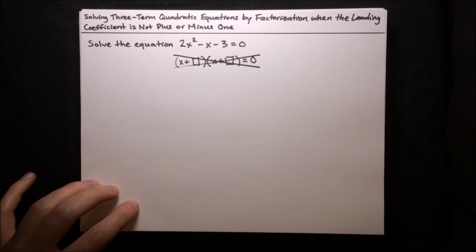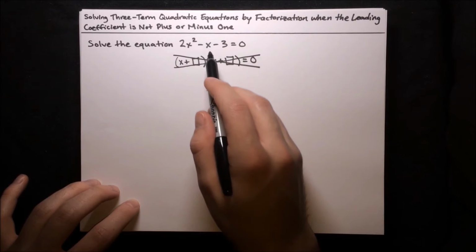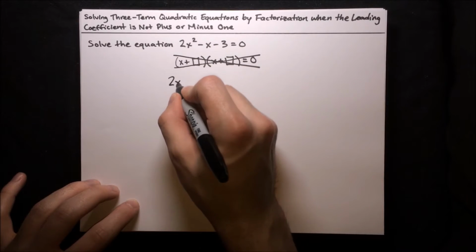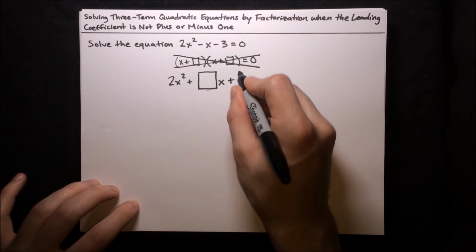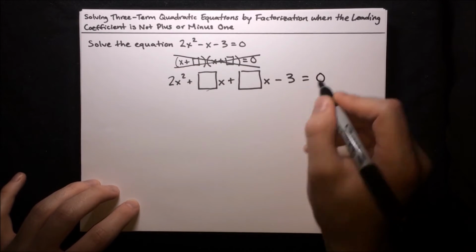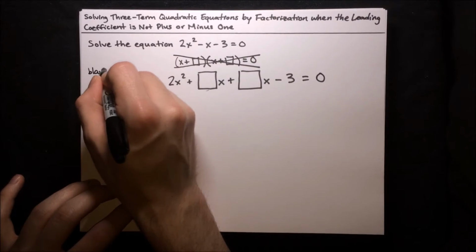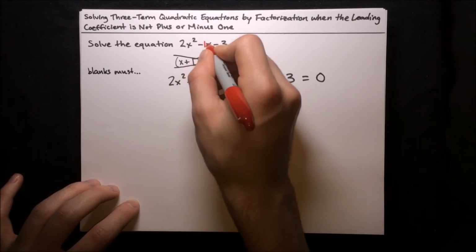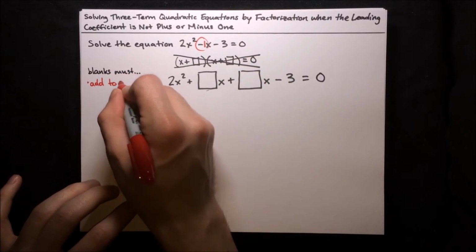What do we do instead? What we do instead is we factor a bit of a different way where we split up this middle term. So our first task here is we want to rewrite this expression as 2x squared plus some number times x plus another number times x and then minus 3 equal to 0. And now we're going to impose two constraints on these blanks. First of all, the blanks must add to the original coefficient on the x, -1.